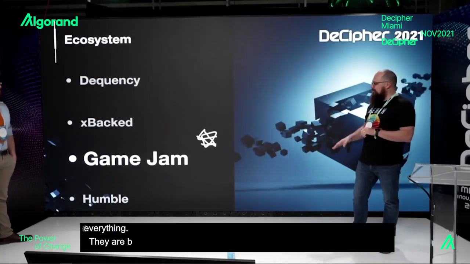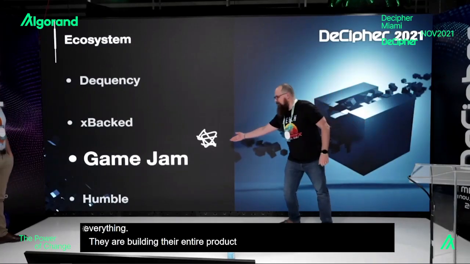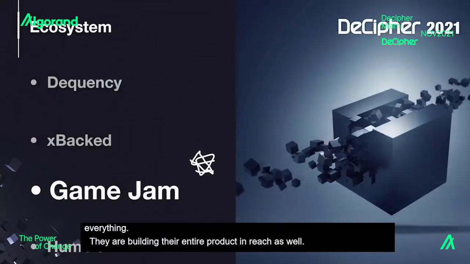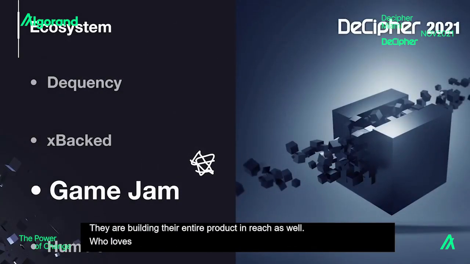Now the exciting one. Who loves the logo? Is it a good logo? Joke's on you. It's because we don't have a logo yet. So they just scribbled something there.